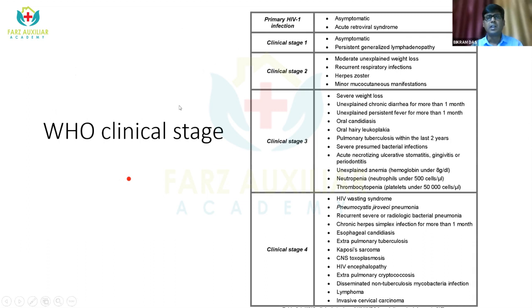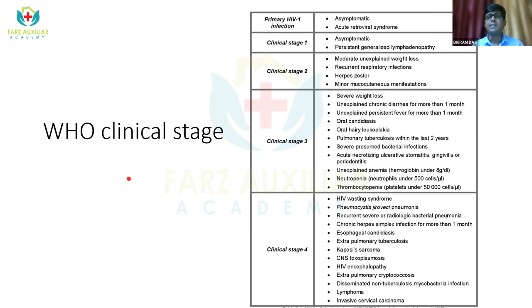Okay, yes, you are correct. This is stage 3. Thrombocytopenia, platelet count less than 50,000 will be stage 3. So primary HIV infection can present as asymptomatic or an acute retroviral syndrome, which is a mononucleosis kind of syndrome, where there could be lymphadenopathy, rash, fever, myalgia, looking like common viral infections.